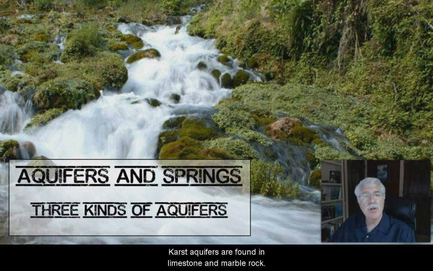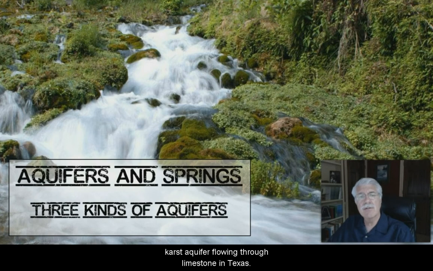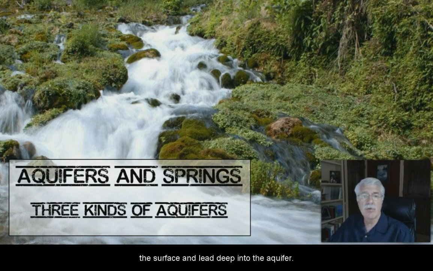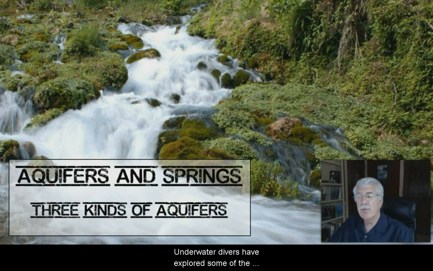The third kind of aquifer is called the karst aquifer. These are found in limestone and marble rock. Over long periods of time, limestone and marble can be dissolved away by water. This can leave large holes, channels, or even large underground caverns, lakes, and streams. One of the most famous aquifers in the world is the Edwards Aquifer. This is a confined karst aquifer flowing through limestone in central Texas. There are many well-known locations where water from this aquifer flows to the surface. In some places, cave entrances open directly onto the surface and lead deep into the Edwards Aquifer. Underwater divers have even explored some of the Edwards Aquifer's underwater caves and flowing rivers.